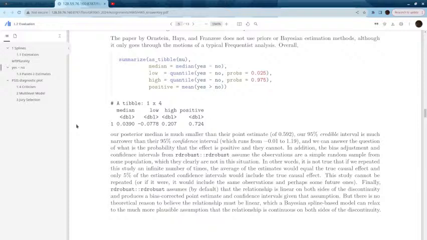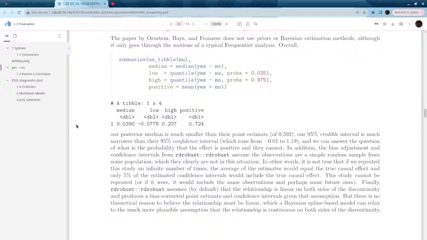In addition, the last thing here is that the estimator used in the paper and the default one in this RD robust package assumes that the function is linear on both sides of the discontinuity.